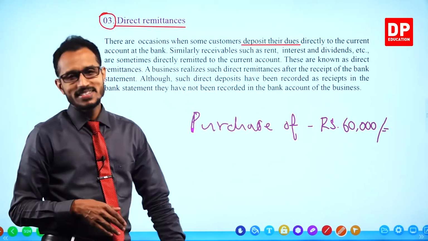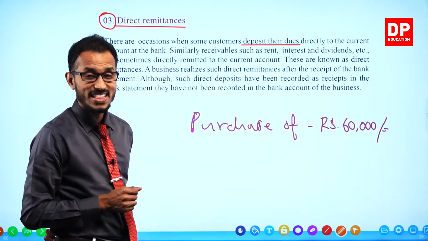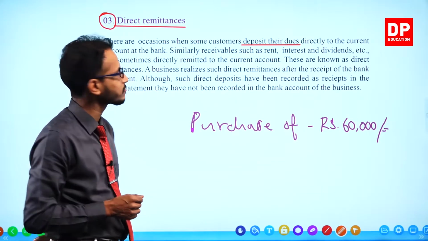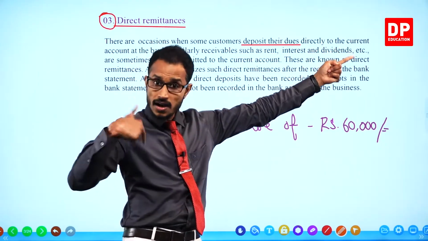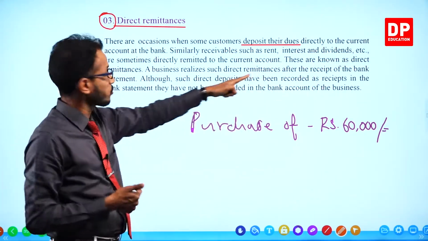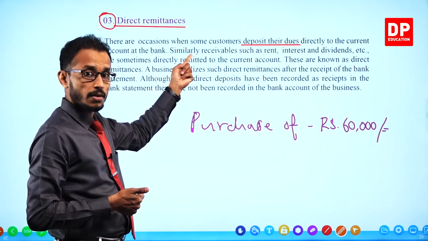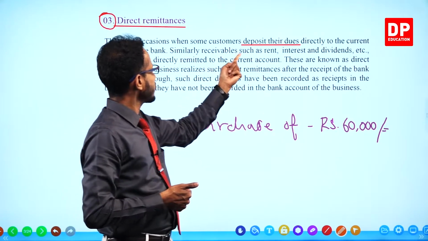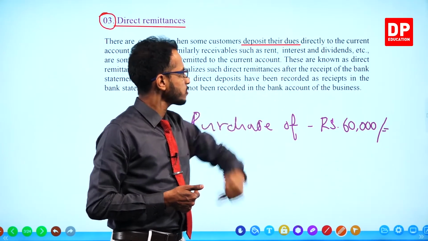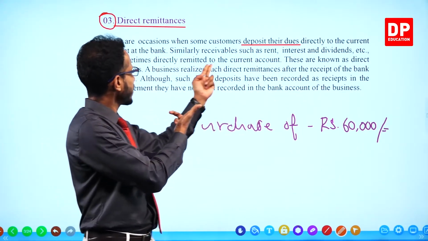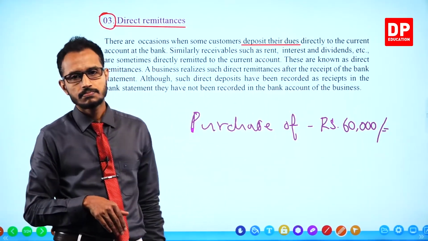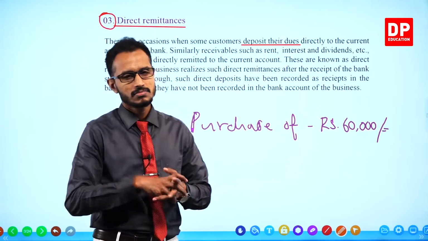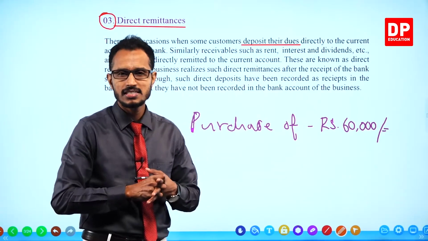These are called direct remittances, children. There are occasions when some customers deposit their dues directly to the current account, directly to our bank account. Similarly, receivables such as rent, interest, dividends are sometimes directly remitted, directly transferred to the current account. Just like I explained by taking a practical example.